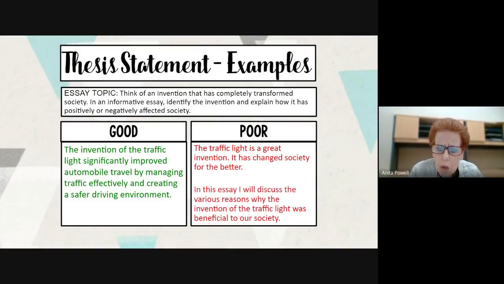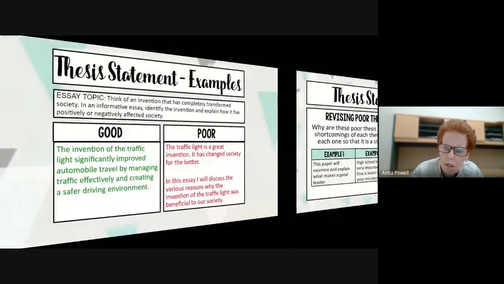In this essay, I will discuss various reasons why the invention of the traffic light was beneficial to our society. Well, why not include some of those reasons in the thesis? Narrow it down, make it specific.